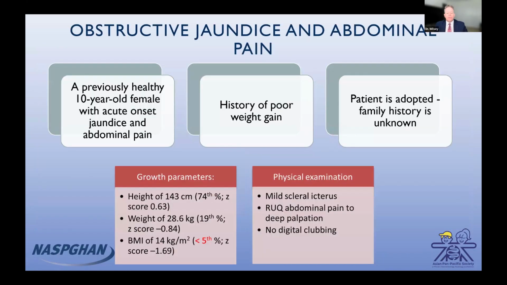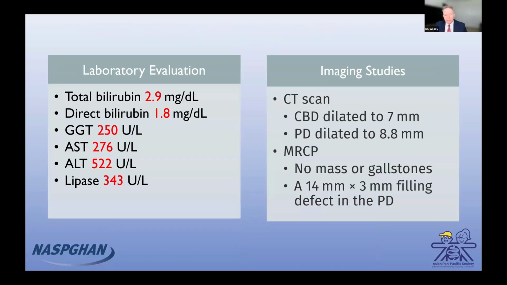So here's a case to illustrate. A patient presented, a 10-year-old girl, previously healthy, with jaundice and abdominal pain. She was a tall girl with poor weight gain, 74th percentile for height, 20th percentile for weight. Her BMI was less than the 5th percentile. She had scleral icterus and right upper quadrant pain. She had jaundice and biliary obstruction. We did screening laboratory evaluation: total and direct bilirubin elevated, GGT elevated. She had cholestasis and transaminitis. Her lipase was elevated a little bit.